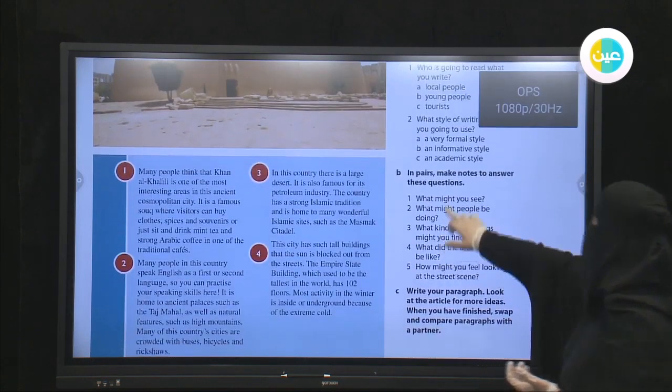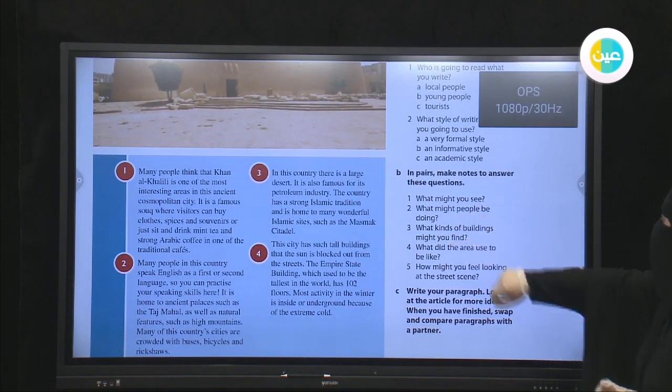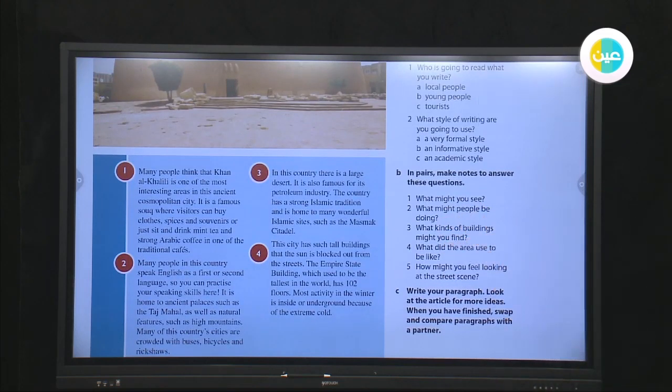Okay? What might you see? What might people be doing? What kinds of building might you find? What did the area used to be like? How might you feel looking at the street scene? Okay? Try to read the article and try to answer the questions and try to imitate the article and try to write one paragraph about any place or any city.